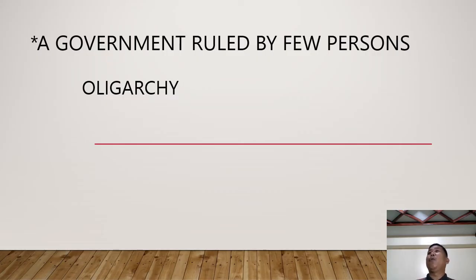And why does it belong to the government ruled by few persons? Because they are not so many, they are only few, but yet they can change the time, they can change the events, they can remove one president to another. That's the oligarchs. They are few, but they are powerful.